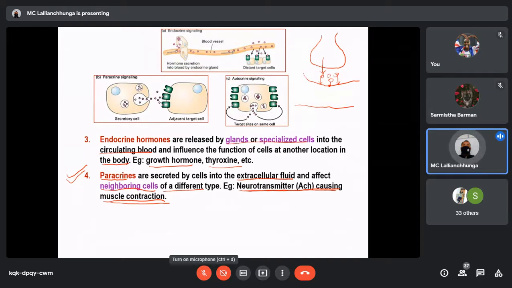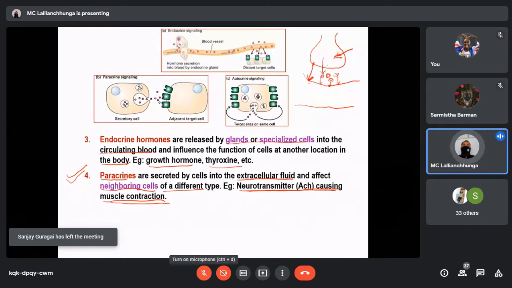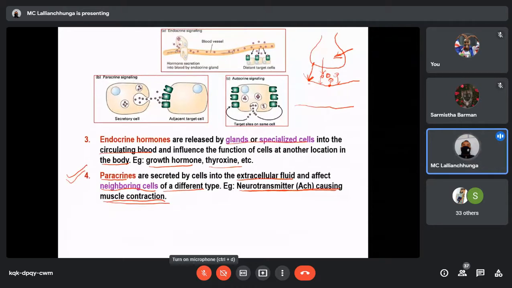So what happens is that now this neurotransmitter is a paracrine. Or we can say the axon is a paracrine axon, because this neuron is affecting its neighboring cell, next to it, that is the muscle fiber. That is why we can call this axon of neurotransmitter acetylcholine a paracrine axon, because it affects the neighboring cell. Is it clear or not? Paracrine axon.